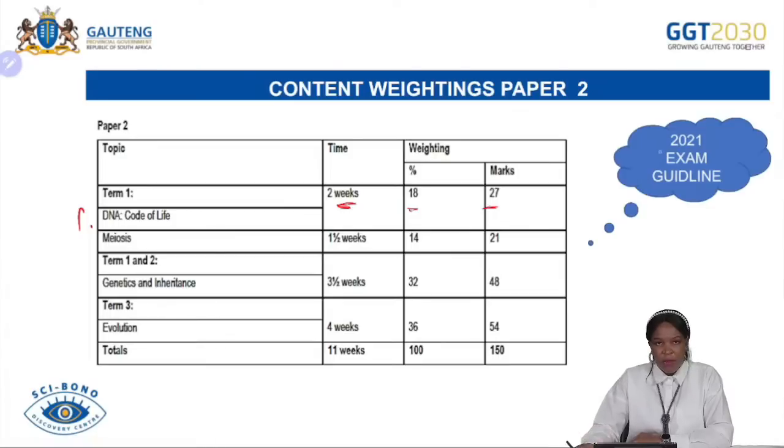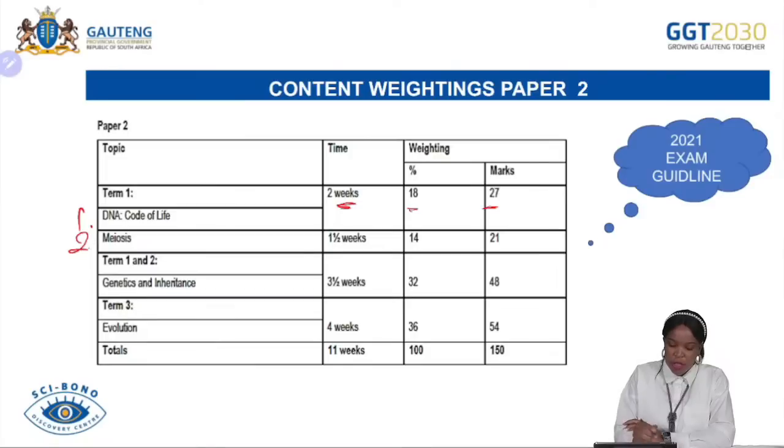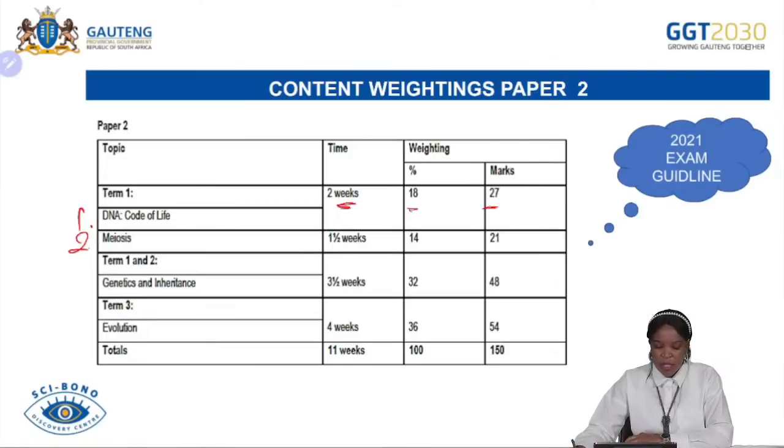Where do you get all of this information? You're going to get this information from your exam guideline, which I hope all of you have by now. Then the second topic that you need to study for paper 2 is meiosis, right? This also you did in term 1. Then you did this with your teacher for 1.5 weeks, and it also amounts to about 14% of the total weighting of the entire paper from section A to section B. Then you have 21 marks that you need to score on this topic.